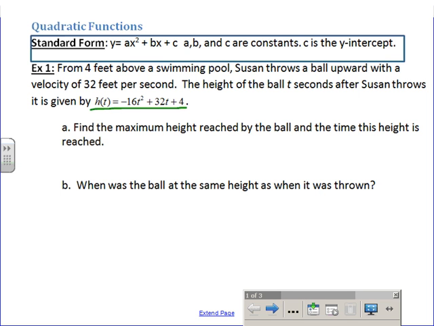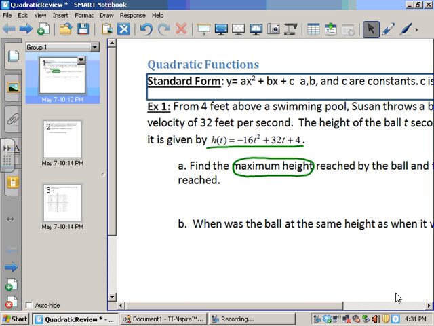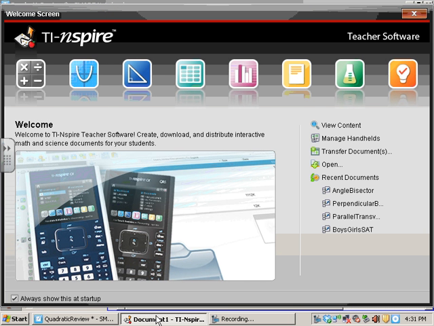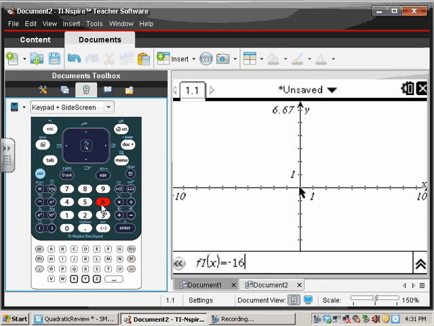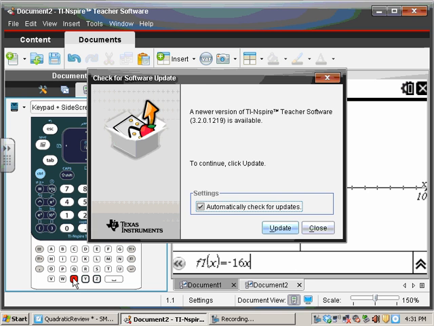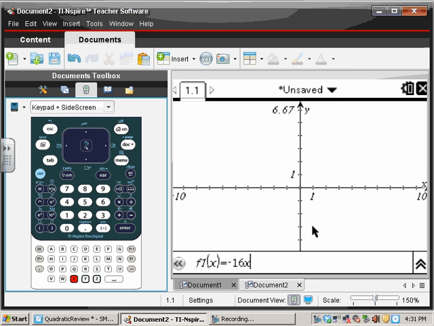So the key word in this question is the maximum height. Anytime we're finding maximums, until you get to math 2 or math 3, we're using the calculator. So let's take a look at that. I need to go to the calculator. I want a graph, and in F1, I'm going to put the function. It was t squared, but in the calculator we have to use x: negative 16x squared plus 32x plus 4.